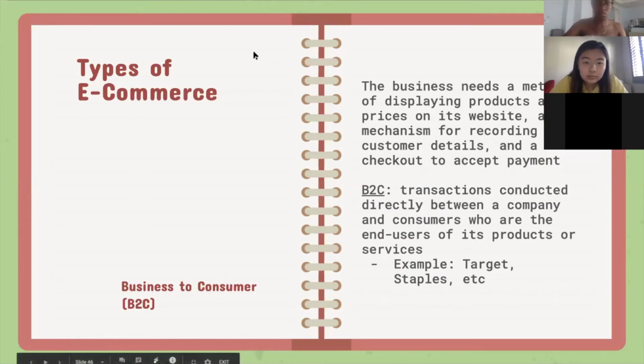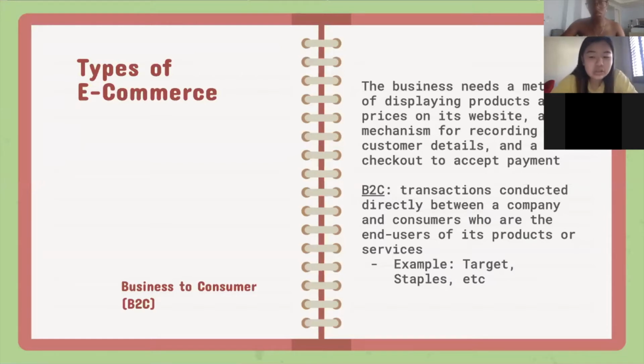Okay, the next one is business to consumer or B2C. So this business needs a method of displaying products and prices on its website and a mechanism for recording customer details as well as a checkout to accept payment. The definition of B2C is transactions conducted directly between a company and consumers who are the end users of its products or services. So an example is Target or Staples. Target is a business and we as consumers are buying Target's products.